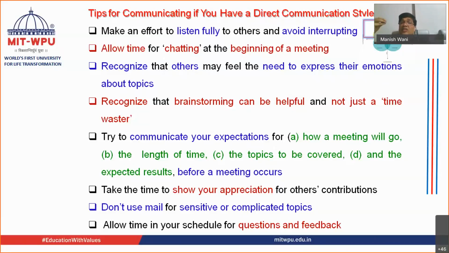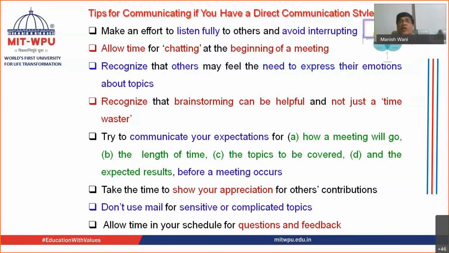Recognize that, you know, the others also have the need to express their emotions about the topics. सिर्फ बोल के खत्म मत करो, लोगों को पूछो कि आपको भी कुछ सजेशन देना है क्या किसी टॉपिक पे. लोगों का भी सुनने की कोशिश करो, ओके? Because they also have to say something about the topic that you are discussing. It is not just you have to tell and the others have to listen, others also have to tell. So in order to make the communication, let them express their emotions, let them tell something about the topic, okay?